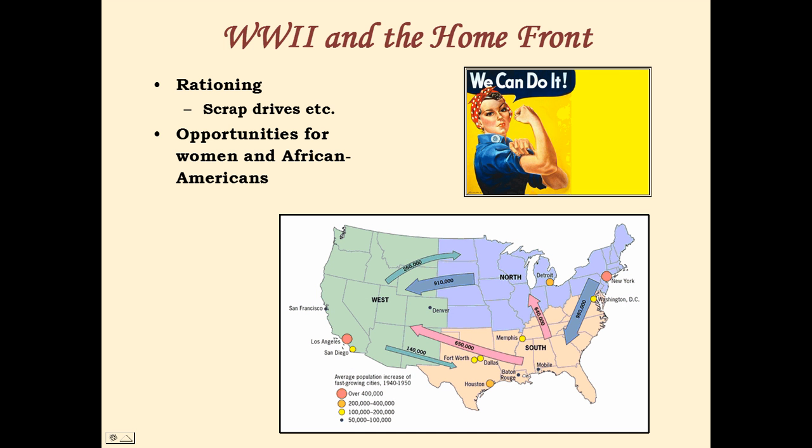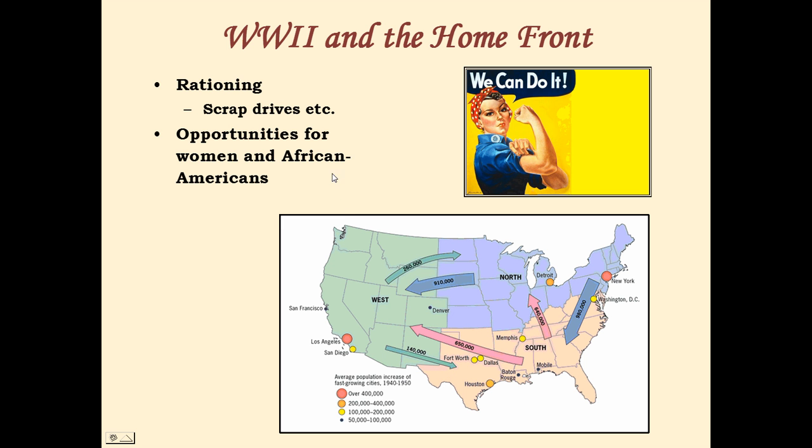And World War II offers opportunities for other people too, especially women and African Americans. Rosie the Riveter. And the map shows how people moved from place to place looking for work in World War II. And African Americans are going to be on the move again because they are able to get jobs in factories.